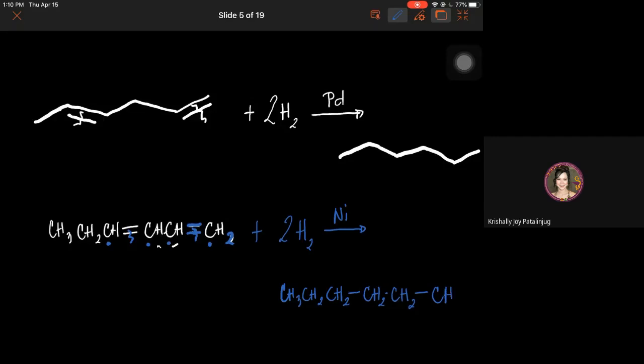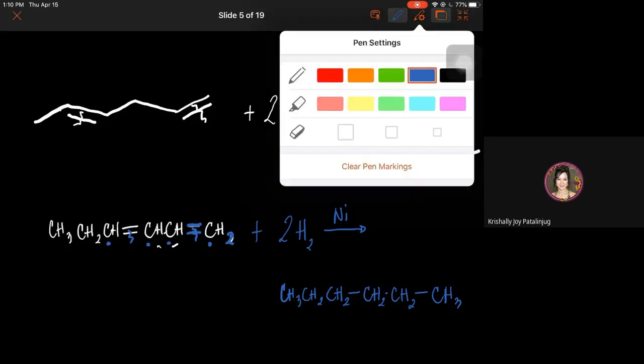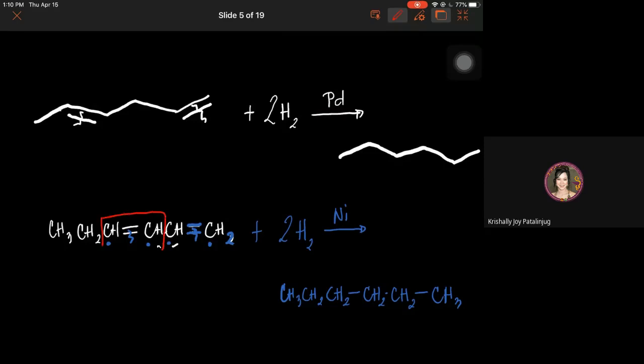So, CH3. Okay? The parts that changed are this part, the third and fourth carbon, and then this part as well. Each just gained one hydrogen, because that is where the hydrogenation reaction happened. Okay? So that is all about catalytic hydrogenation.